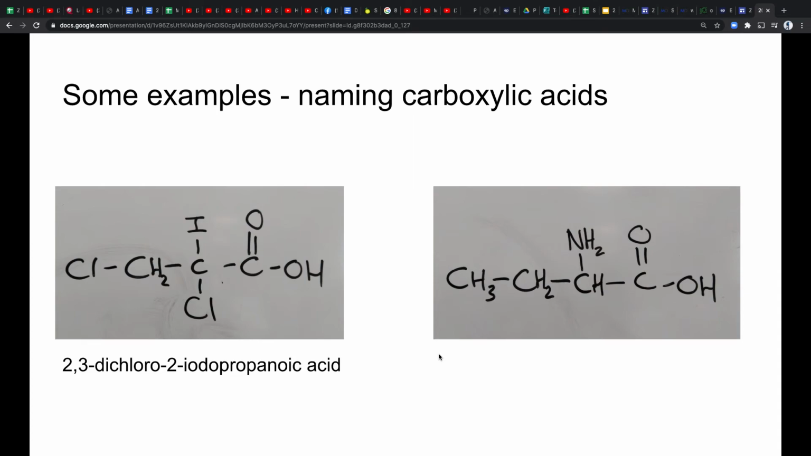2-amino-butane-1-oic acid. Close? The one thing is we don't need to number the location of the carboxylic acid group because it's always on carbon number 1. So I would call it 2-amino-butanoic acid. Shorter, simpler.